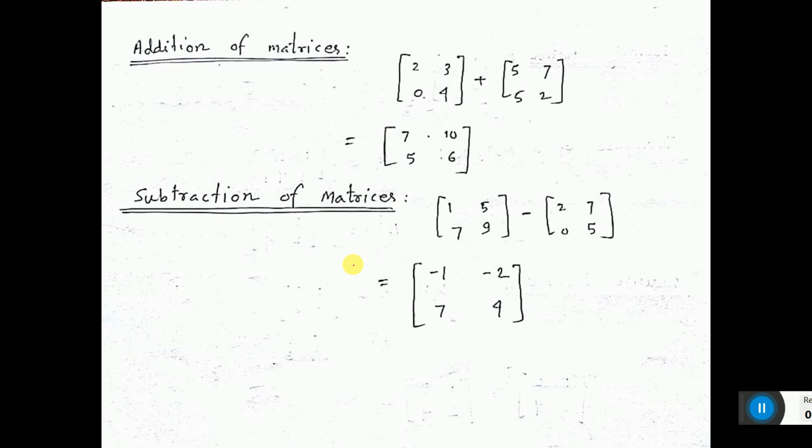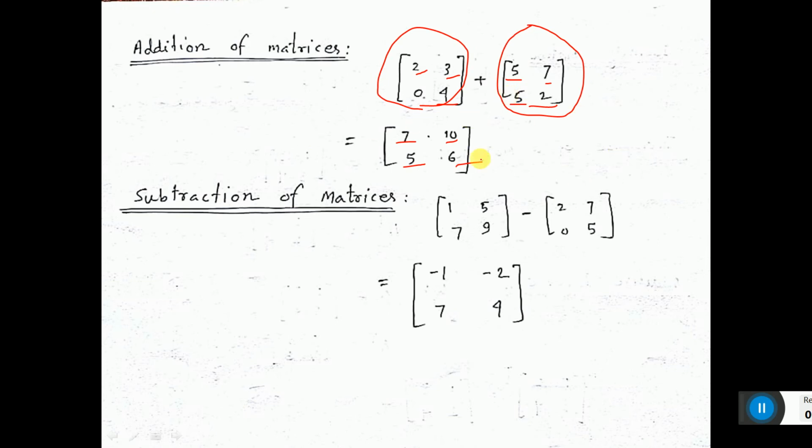Okay, next I'll do addition of matrices. Let's say two matrices are there, and if I want to add them, then we have to add the corresponding elements. So 2 plus 5 equals 7. Then 3 plus 7 equals 10. Then 0 plus 5 equals 5. Then 4 plus 2 equals 6. So this is the addition of matrices. Here we have to remember that only if the order of the matrices is the same can we add two matrices.